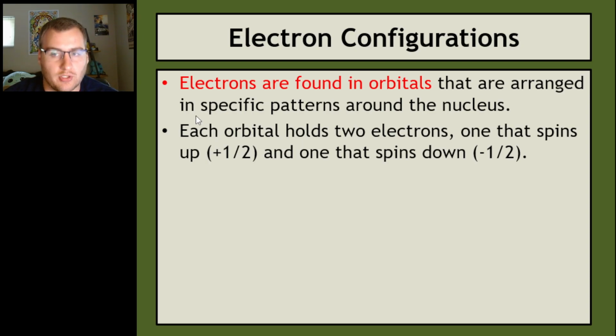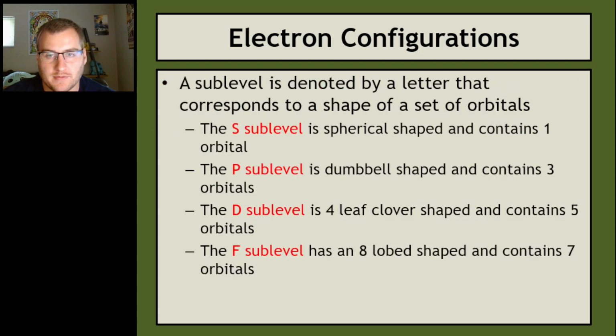Electrons are found in orbitals, okay, that are arranged in specific patterns around the nucleus. So that's the name of the space they occupy, is an orbital. Every orbital, meaning every shape, can hold 2 electrons. One spins up. The word spin up is weird. We have to go a lot more advanced to talk about it, but you can just think about it spinning one direction, and it has a plus 1/2, which is a weird number we're going to get to later. And one electron just spins the opposite way. So you can think of one spinning clockwise, one spinning counterclockwise. It's essentially how it works.